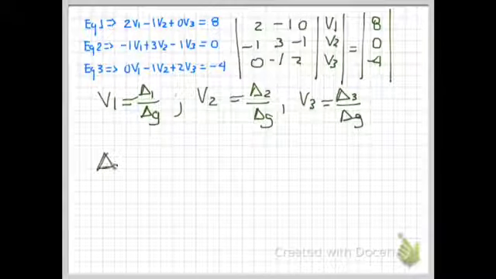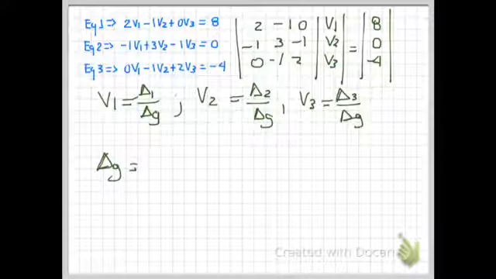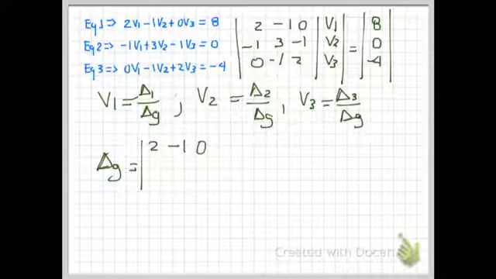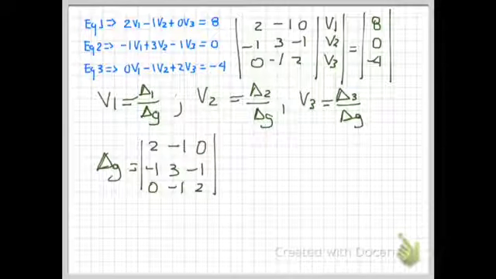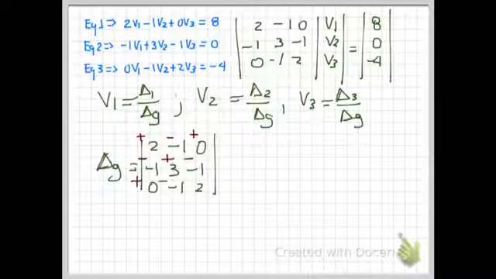We will take the numbers of this matrix: 2, minus 1, 0, minus 1, 3, and minus 1, 0, minus 1, and 2, and find the determinant for this 3 by 3 matrix. The first thing we need to do is to assign a positive sign on the first number, negative on the second, positive on the third one. We go down this column with negative, positive, negative, and then positive, negative, and positive.